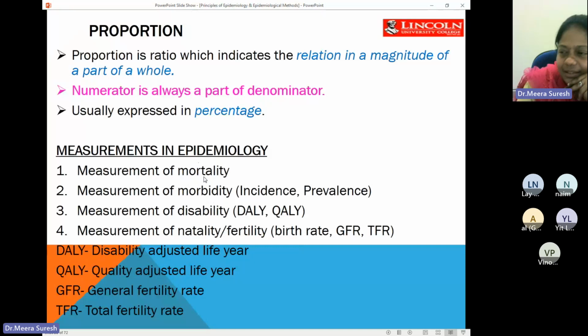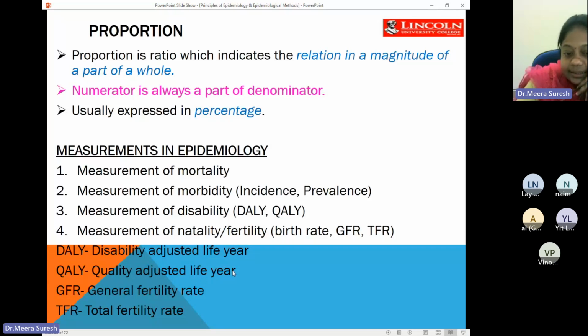Measurement of morbidity. Morbidity means the disease condition. Mortality means the death has happened, and morbidity is about who are diseased. It says about the morbid condition. And the measurements that we use over there are incidence and prevalence. Then we have measurement of disability, where we use the concept of DALY and QALY, where DALY is disability adjusted life year and QALY is quality adjusted life year.